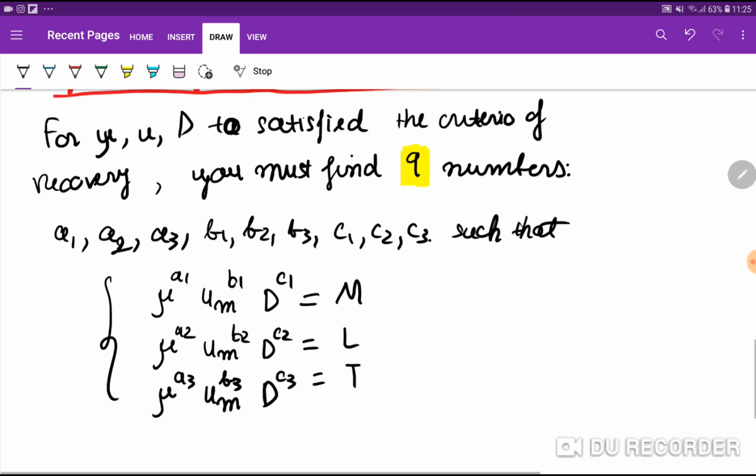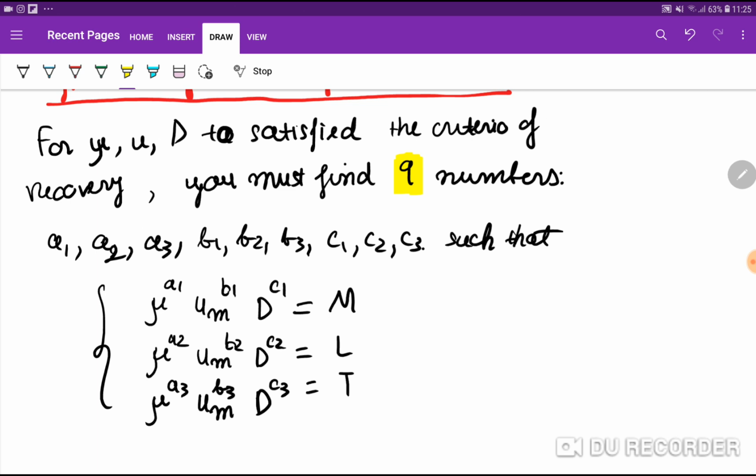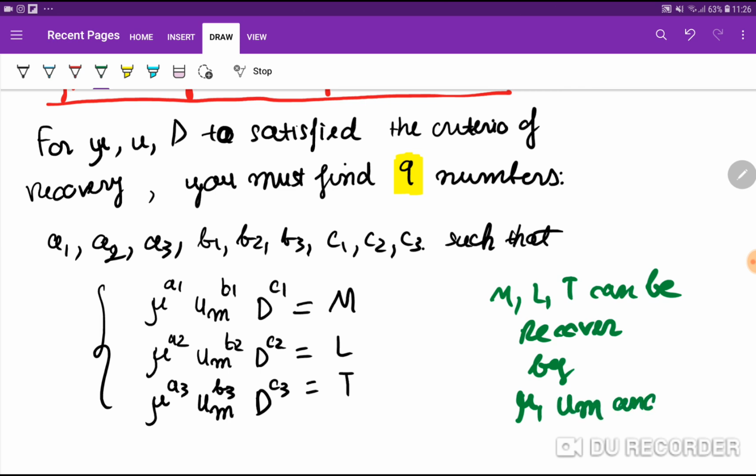So what does it mean? Let me reiterate, because maybe it's kind of confusing. MLT need to be recovered, right, by mu, UM, and D. So let me make a note here: MLT can be recovered by mu, UM, and D. What does it mean to be recovered by mu, UM, and D? Mu, UM, and D need to do something to generate M, L, and T. The way they can do it is to raise to some number, which is A1, A2, or A3, and then multiply by UM to some power, times D to some power, and hopefully we can find those numbers so that it gives us M, L, T. That's basically the definition. Now we just need to find those. Once you write this down, let's go ahead and find them.